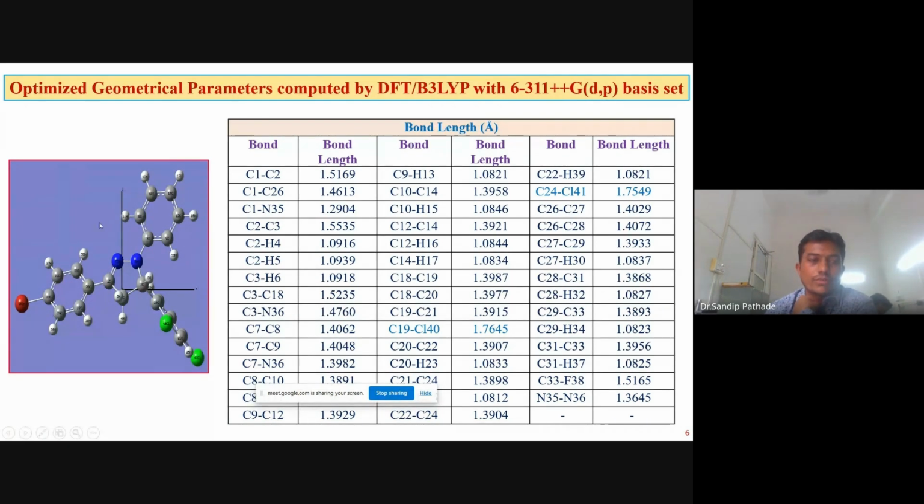This is the optimized geometrical structure of our synthesized molecule. Then we investigate the bond length and bond angles in the molecule. The result shows that the carbon-carbon single bond resembles the normal value of 1.54 angstrom units, while the carbon-carbon double bond value in the aromatic compound matches the normal value, that is 1.40 angstrom units, while the carbon-chlorine bond having the highest bond length is attributed to the larger atomic size of the chlorine atom.